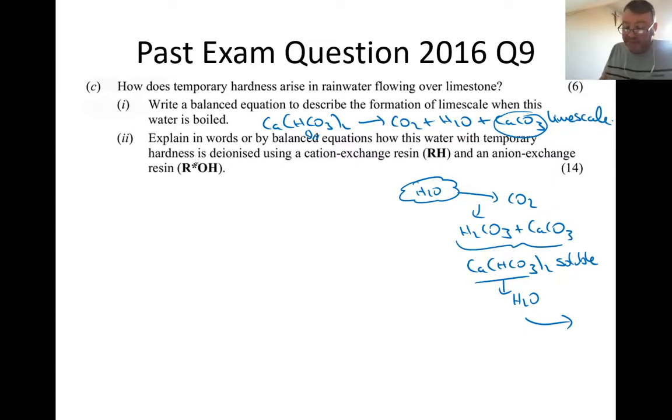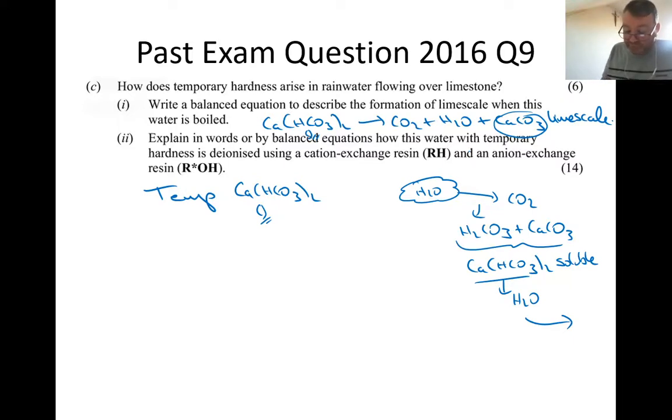Okay, explain in words or by a balanced equation how this water with temporary hardness is deionized. Now, it's important that you're dealing with temporary hardness. Okay, so because we're dealing with temporary hardness, we're dealing with calcium hydrogen carbonate. That's important because it's the hydrogen carbonates with the calcium and magnesium that cause temporary hardness. And we know when we heat that, basically we can get rid of it. But also it says here, how is this water deionized?